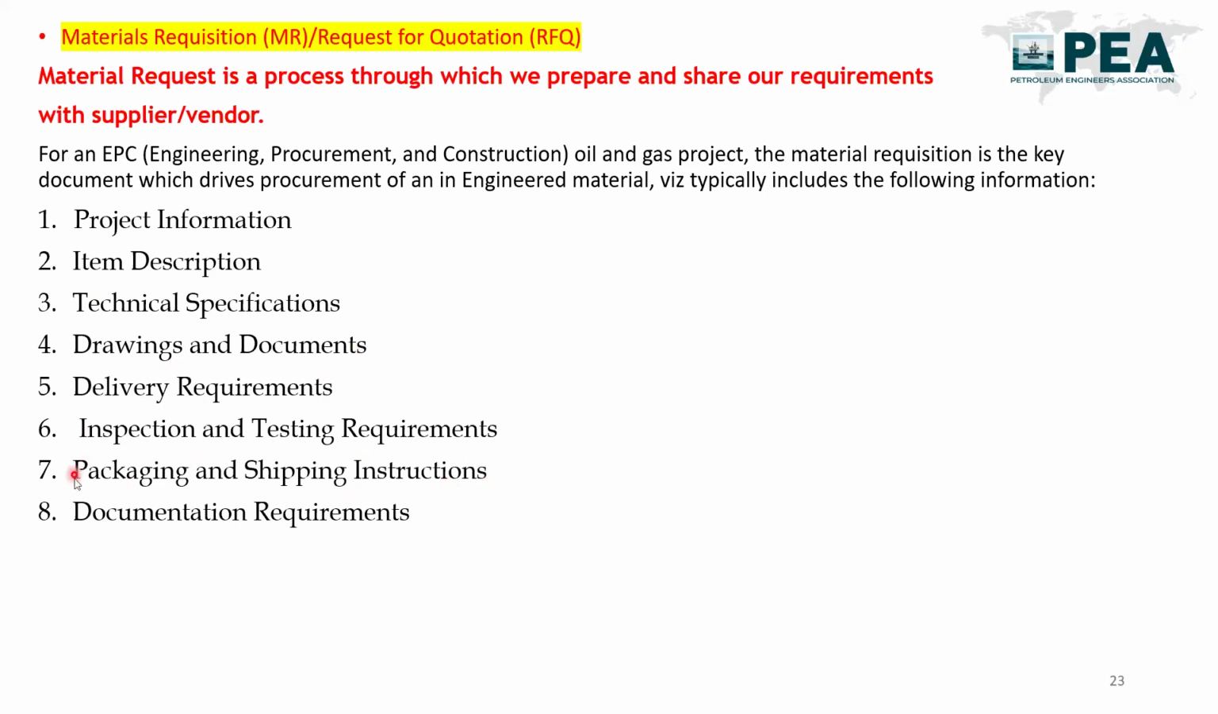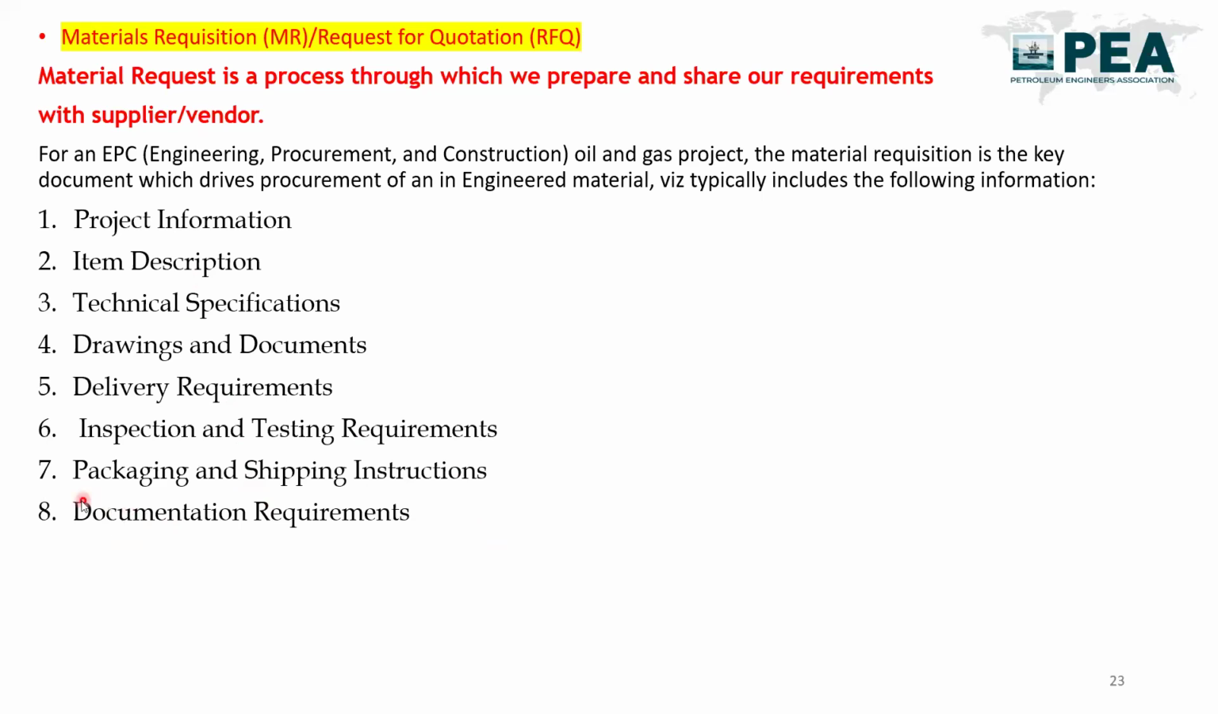Either the vendor has to pack that material in a metallic box, or it will be packed in a wooden box, or in a carton, or in bag packets. So these are the different packing and shipping instructions that we need to share. Also the documentation requirements, like what are the different documents we will take from the manufacturer.